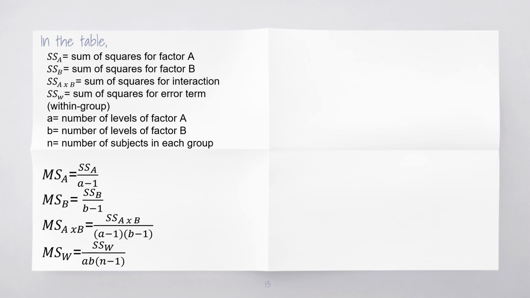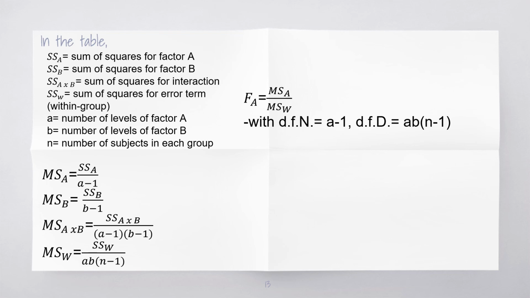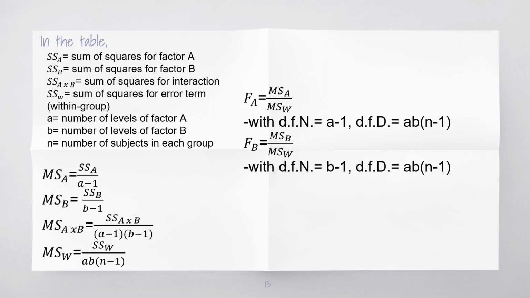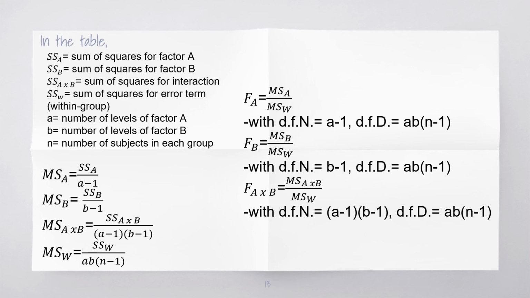And to compute the F-test, let's look at the following. F sub A is equal to MS sub A over MS sub W, with degrees of freedom in the numerator A minus 1 and degrees of freedom in the denominator AB times N minus 1. F sub B is equal to MS sub B over MS sub W, with degrees of freedom in the numerator B minus 1 and degrees of freedom in the denominator AB times N minus 1.